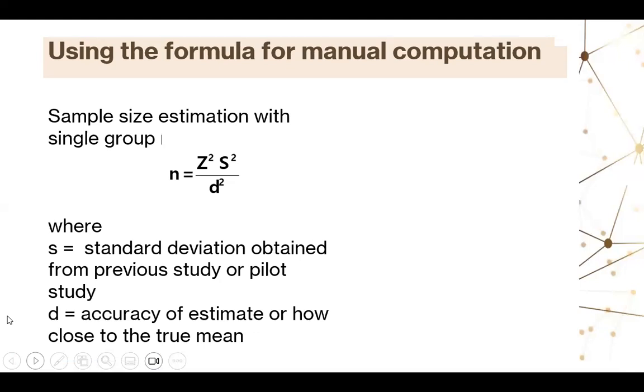If you want to try out the formula for manual computation, here it is, where S is the standard deviation obtained from the previous study or pilot study, and D is the accuracy of estimate, or how close to the true mean. Basically, what the screenshot from the previous slide showed us. And you see that in the sample size calculation, it does not even ask for the mean. It just asks for the standard deviation.